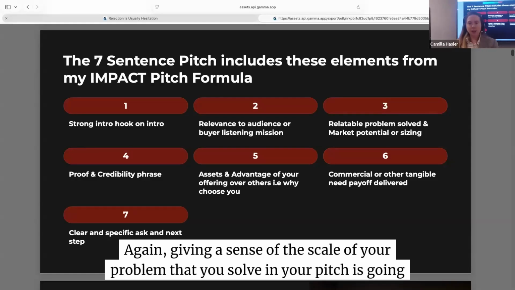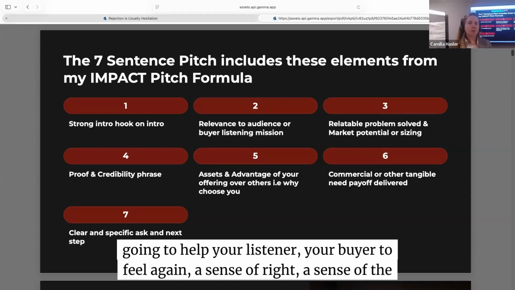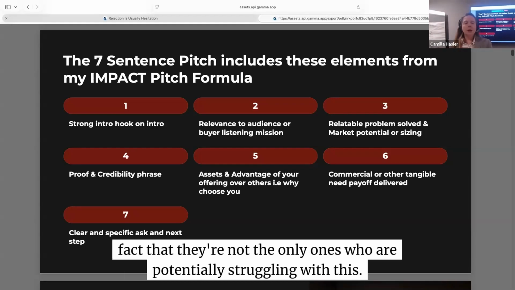Again, giving a sense of the scale of the problem that you solve in your pitch is going to be important, because if you can emphasize that this is a bigger problem, then it's going to help your listener, your buyer, to feel a sense of the fact that they're not the only ones who are potentially struggling with this.